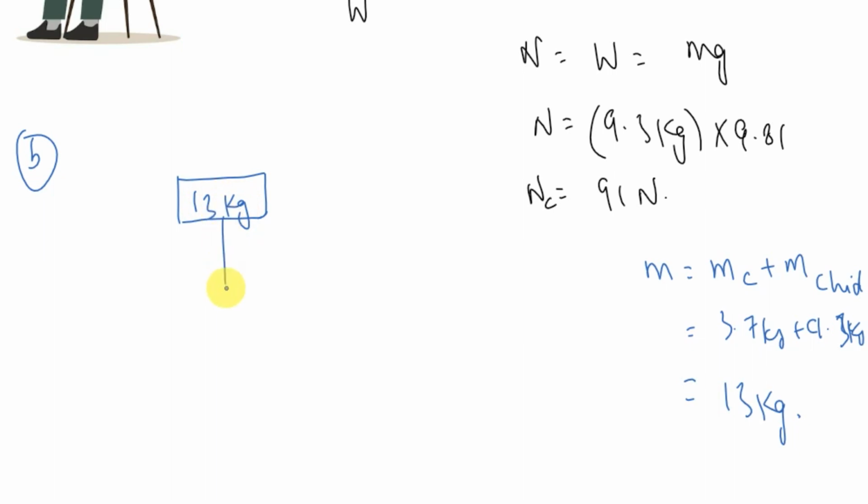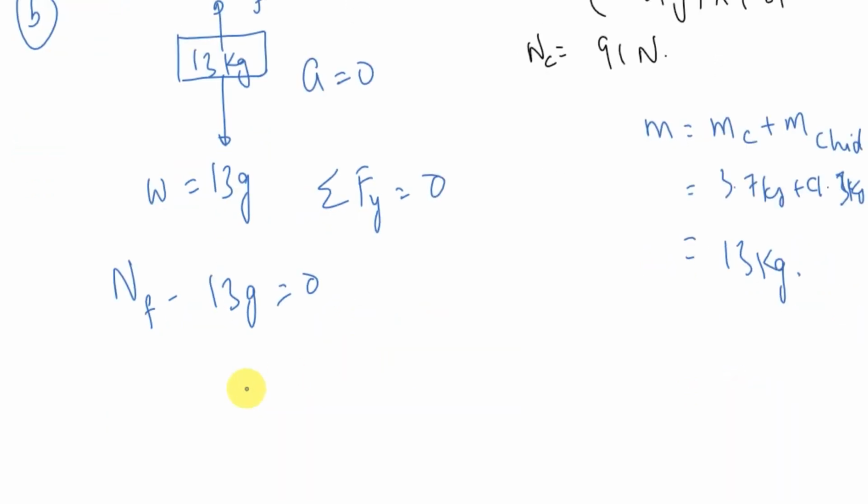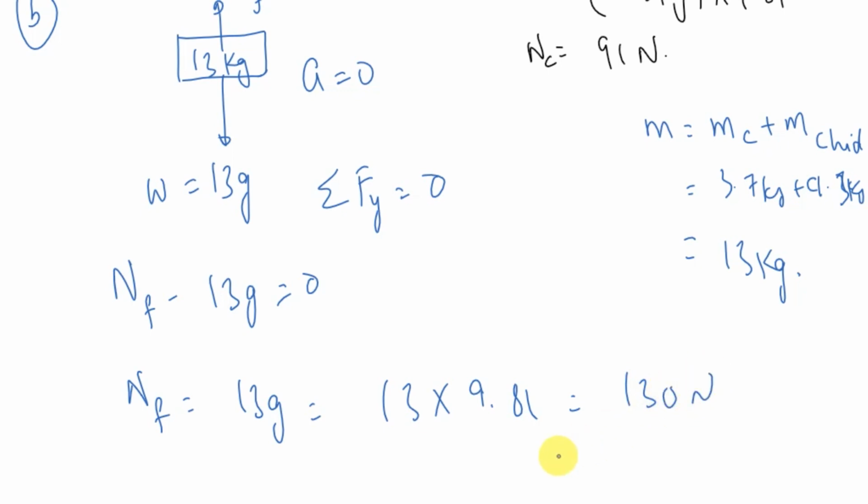So the weight force in the downward direction would be 13 times g, this is the weight force W, and the normal force exerted on the chair by the floor, let it be NF. Now here also the acceleration is 0, so the net force in the y direction will be equal to 0. So we can write that NF minus 13g is equal to 0, or NF is 13g, which is equal to 13 times 9.81, which is nearly 130 Newton. That can be written as 0.13 kilonewton. So this is the required answer.